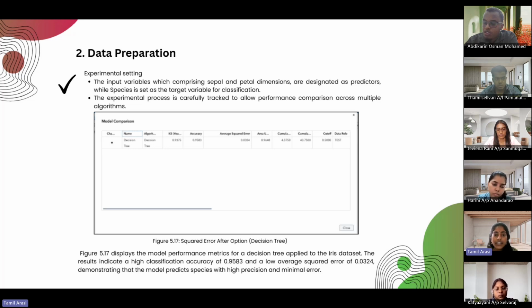As you can see here, the figure shows the square error after option, which is done by the decision tree. The figure displays the model performance metrics for a decision tree applied to the iris dataset. The result indicates a high classification accuracy of 0.9583 and a low average square error of 0.0324, demonstrating that the model predicts species with high precision and minimal error.